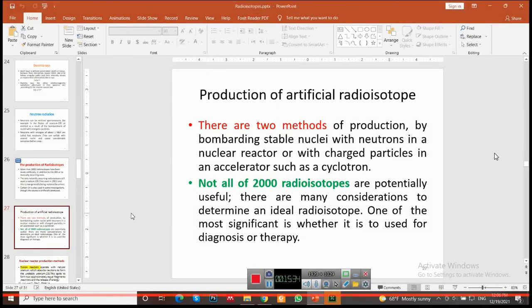It is important to know that not all of the 2,000 artificial radionuclides that are created and produced in a nuclear reactor or cyclotron are practical and useful for application. There are many factors that should be considered for them, and in the following I also mention these factors.